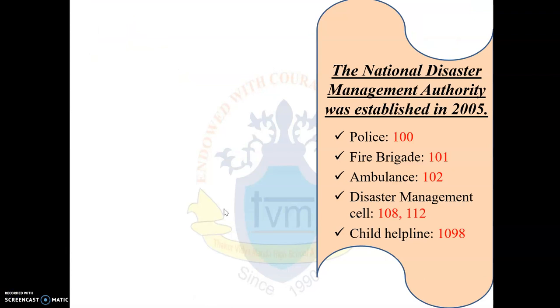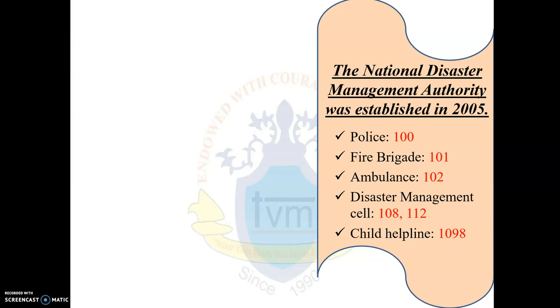There is one institute named the National Disaster Management Authority. It was established in 2005. It undertakes planning and implementation of disaster management work. You can contact them for disaster management. For example, to contact police, you can dial 100. For fire brigade, you can dial 101. For ambulance, 102. For disaster management cell, there are two numbers, 108 and 112. For child helpline, you can dial 1098.